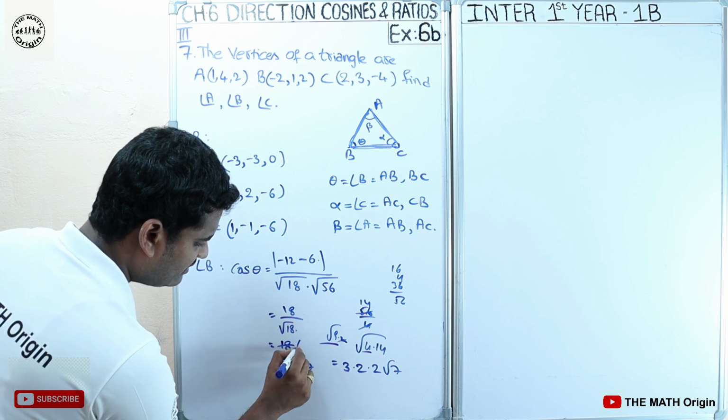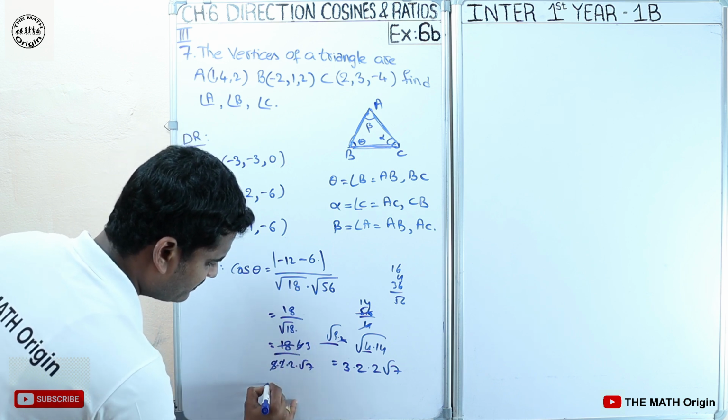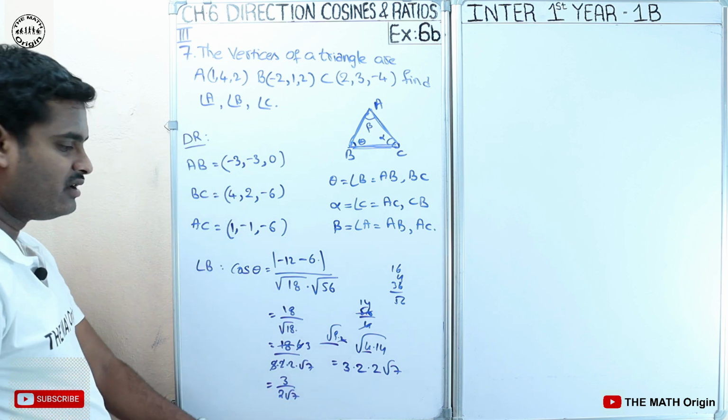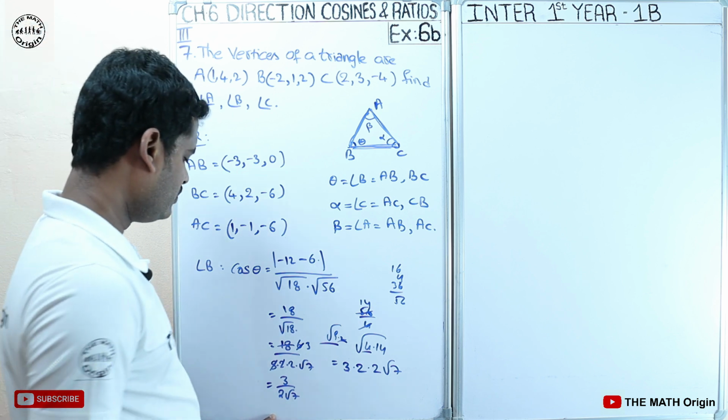So 3 1s are 3, 6s are 2, 1s are 2, 3s are. Therefore that is equal to 3 by 2 root 7. Okay, angle B equals 3 by 2 root 7.